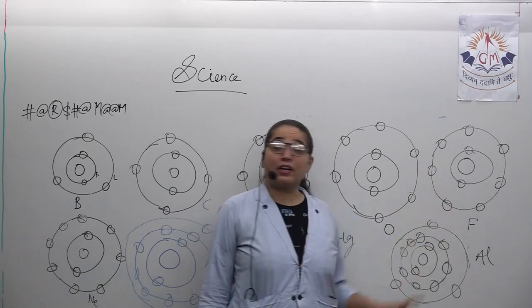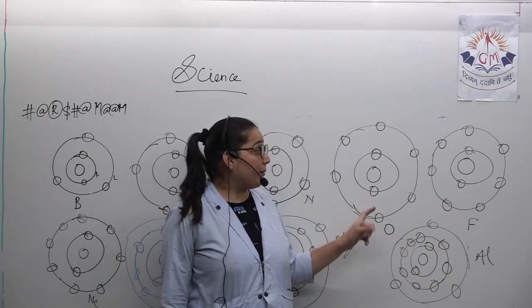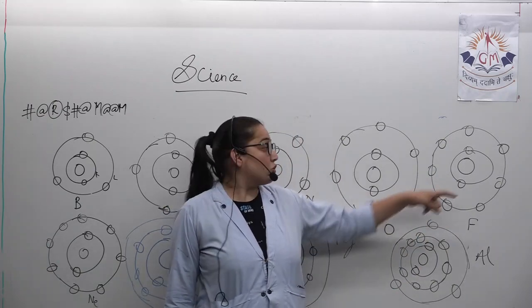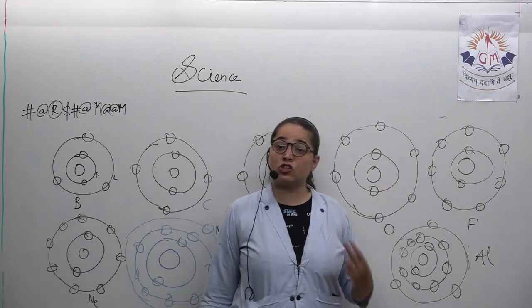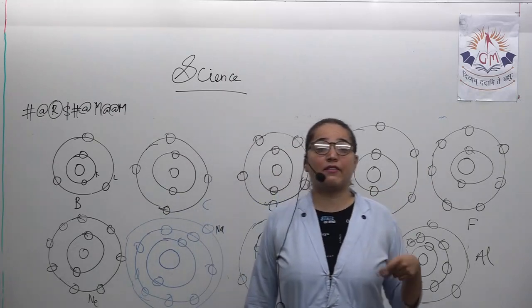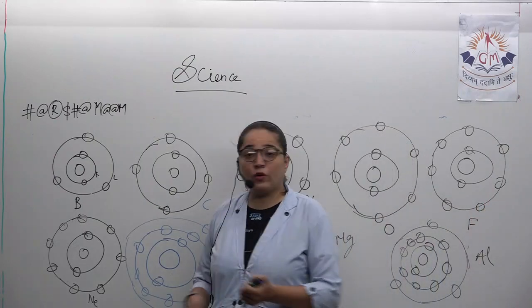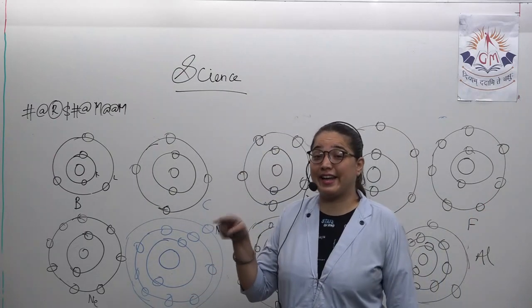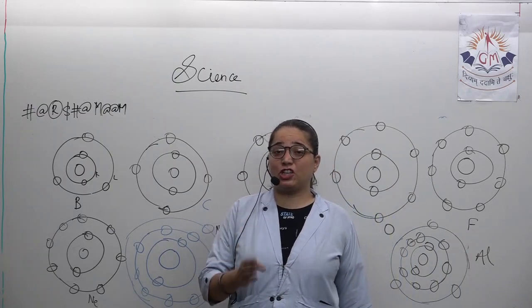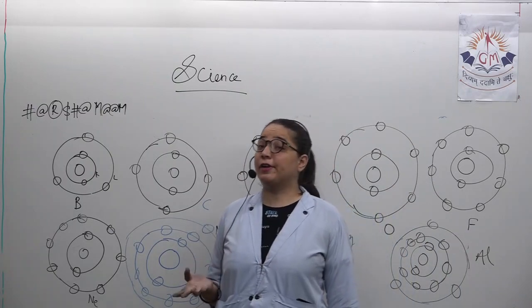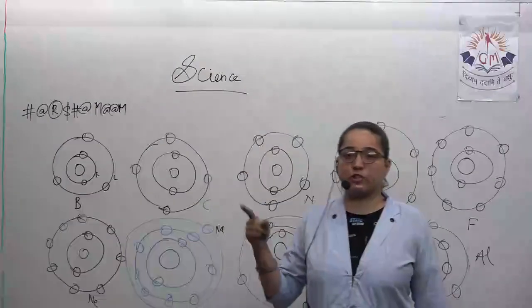6 move in the next orbit. Fluorine atomic number is 9. So in the first orbit how many electrons? 2. Next orbit 7 are remaining. Move in the next particular orbit. Coming to neon, atomic number 10. Electronic configuration, first shell 2 electrons. How many are remaining? 8. Move in the next orbit.